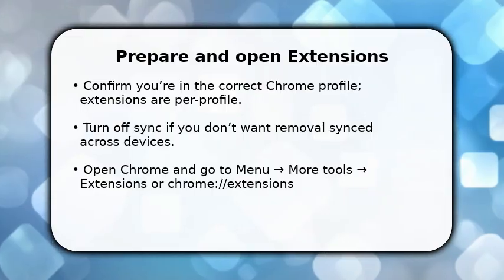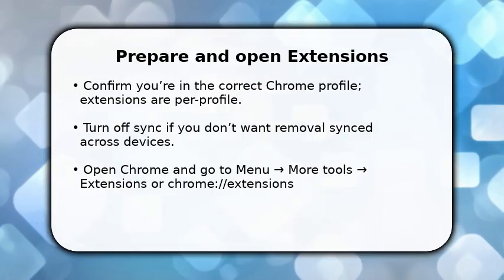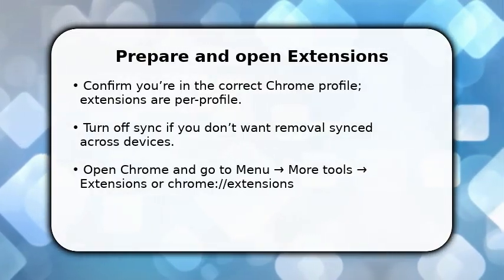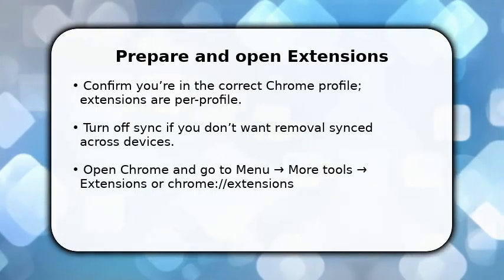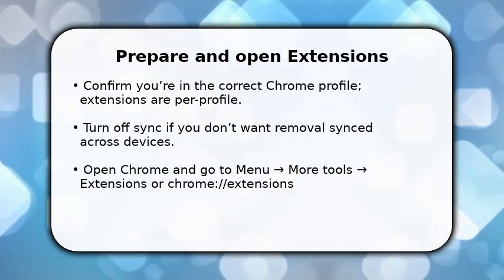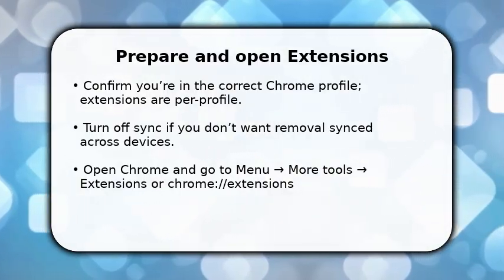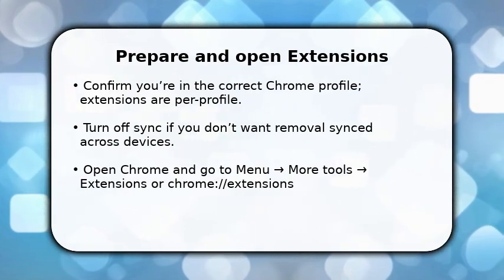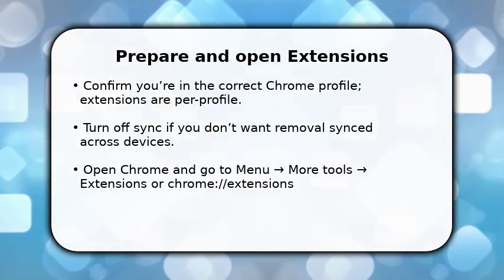Then open extensions via the three-dot menu, More Tools, Extensions, or type Chrome//extensions. This brings up the management page where you'll see every installed extension, its permissions, and controls, so you can act precisely without guessing which item to remove.